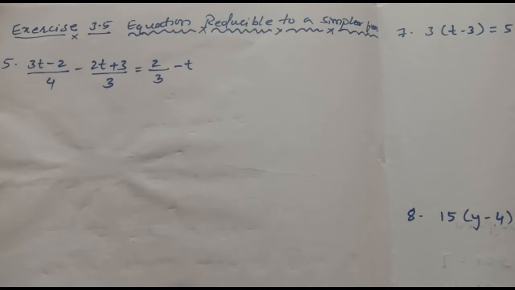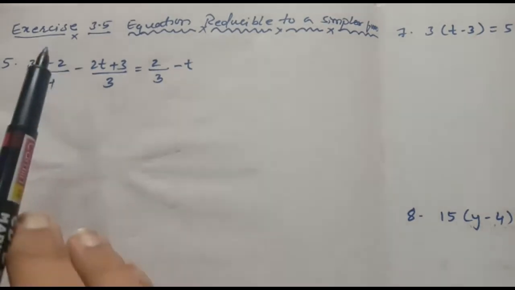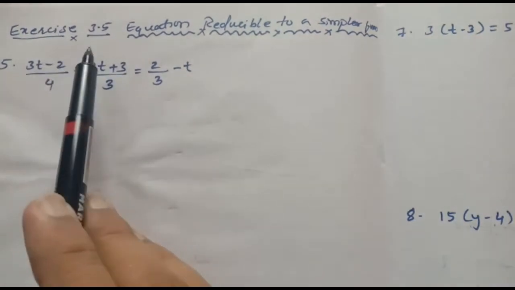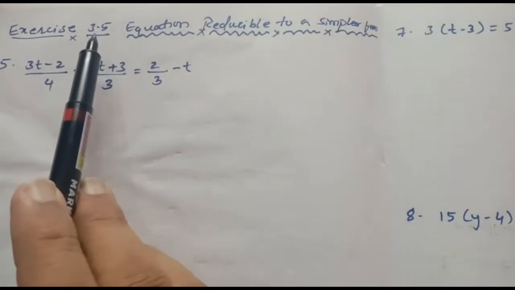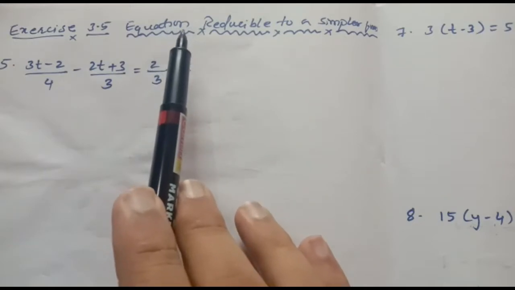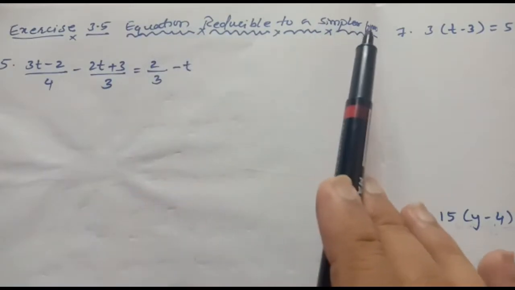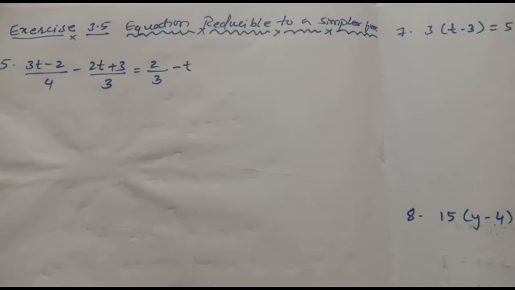In today's class we'll see four more problems from the chapter linear equation in one variable. Let's start. These questions are from exercise 3.5 and under the heading equation reducible to a simpler form.